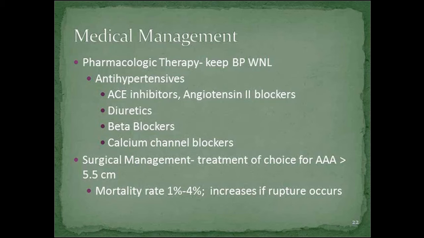The mortality rate of a AAA is very low until it ruptures. And once it ruptures, the mortality rate spikes exponentially. Okay? They have a very poor prognosis if it ruptures. And so the key thing to remember is that you want to find it and treat it before it ruptures.